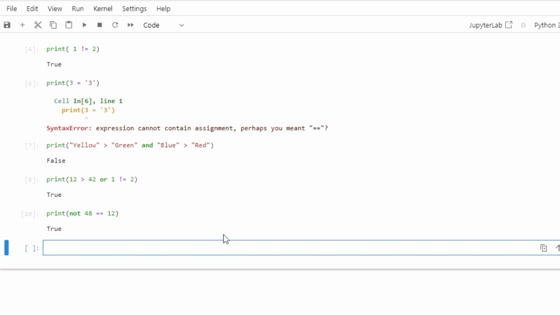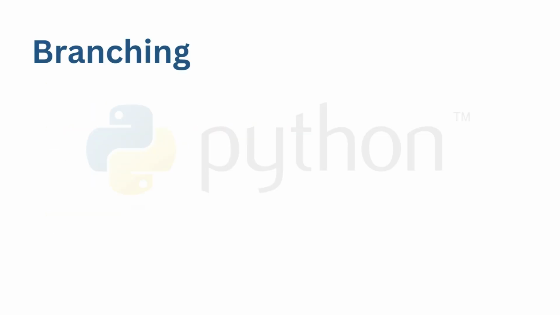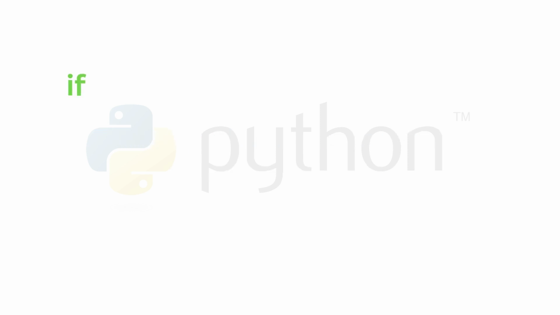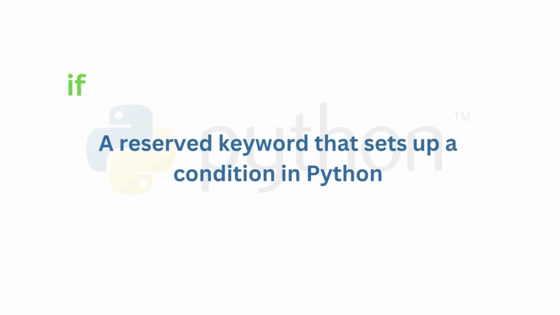Branching describes the ability of a program to alter its execution sequence. This is a key component to writing useful scripts. Branching uses if statements based on certain conditions. If is a reserved keyword that sets up a condition in Python. If statements, also known as conditional statements, are just like using the word if in everyday life.